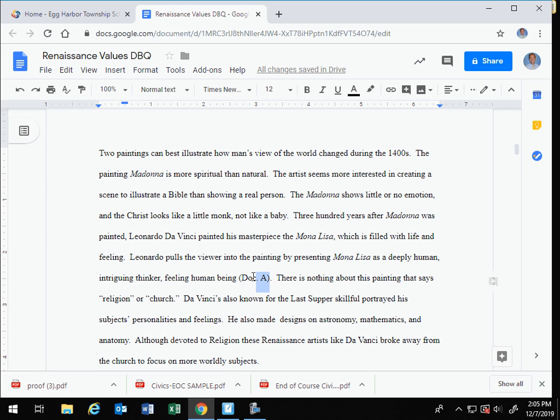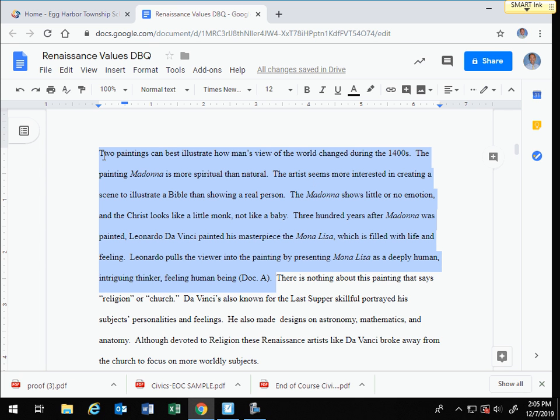And notice, here it is, the big question that you want to know, the parenthetical citation. Open parenthesis, DOC, period, A, close parenthesis, period. So in this entire section that I just highlighted, the author of this DBQ has written and analyzed the two pieces of art. They've compared them, they've contrasted them. As you can see, it's not really hard to do. You've done it before in class, some of you more successfully than others, and we'll go over that.